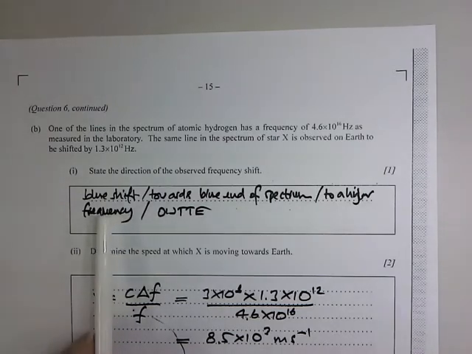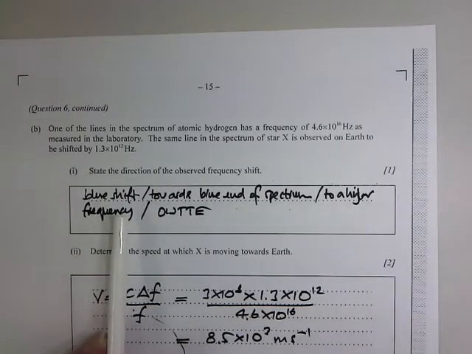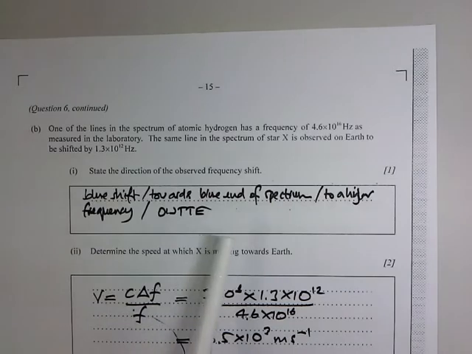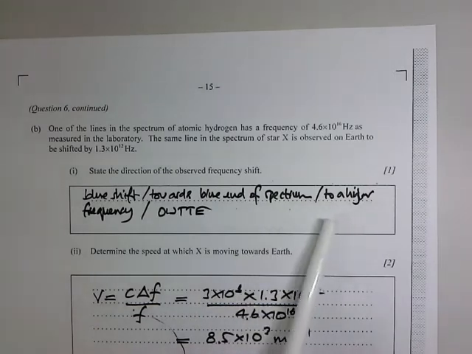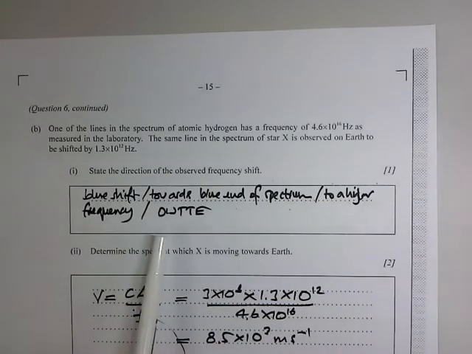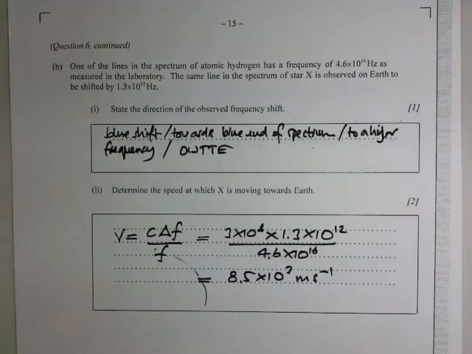The wavelength will be getting shorter, the frequency of the waves received will be higher, and we could say that you can just keep it as the direction is a blue shift, therefore towards the blue end of the spectrum or to a higher frequency. Something of that effect is suitable. Now, knowing that the star is moving towards the Earth with this thing called a blue shift, we need to now determine how fast the star is actually moving towards the Earth.